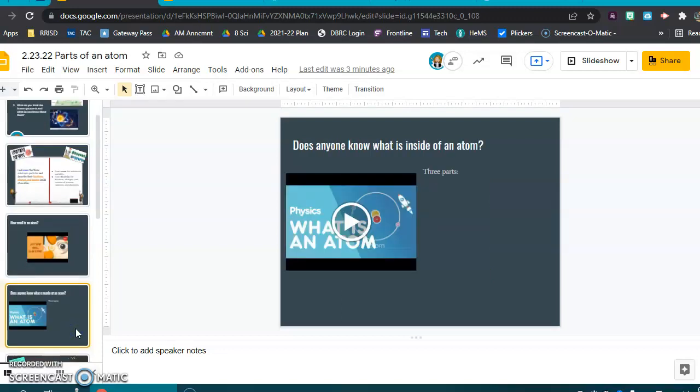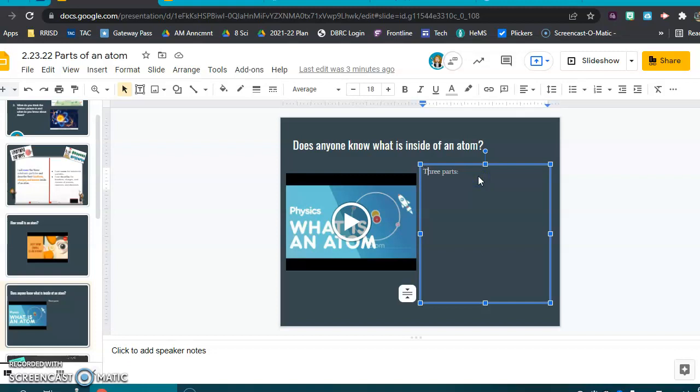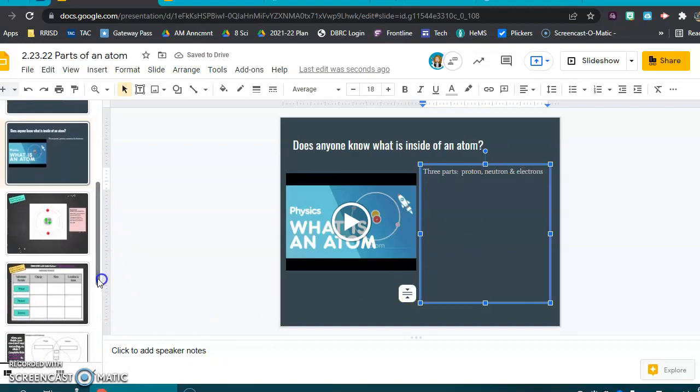Welcome back. Now we're going to talk a little bit about what's inside of an atom. What are the three parts? So yes, the three parts here are the proton, the neutron, and the electrons. You can type that along. Oops. See, even we all make mistakes. So you're going to type that along here, and we're going to go from there. All right, that's awesome. That's after we watch that video.